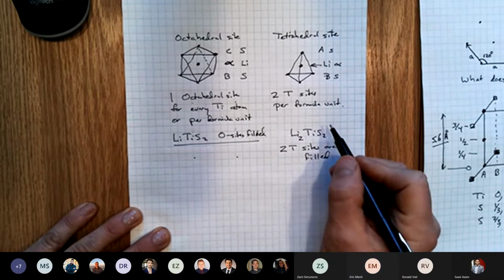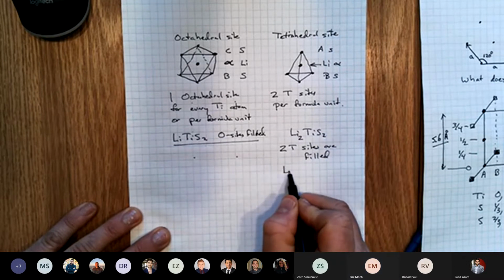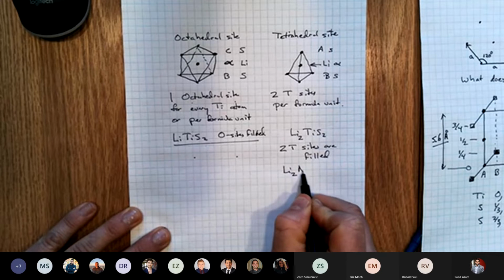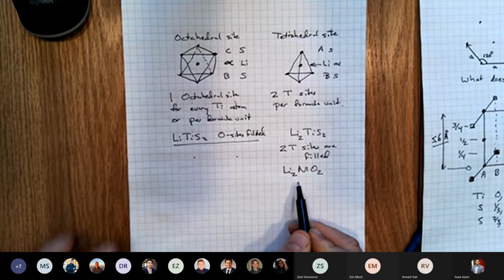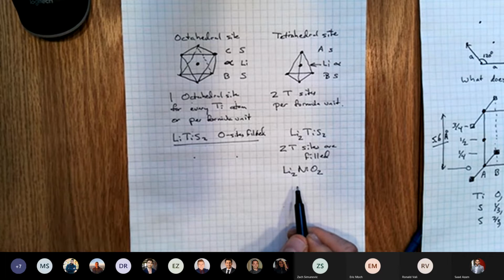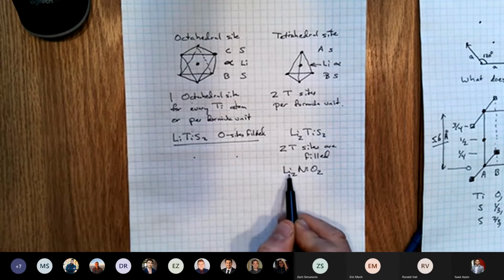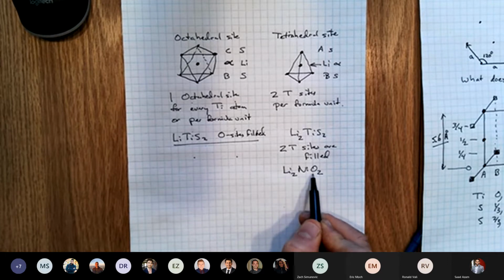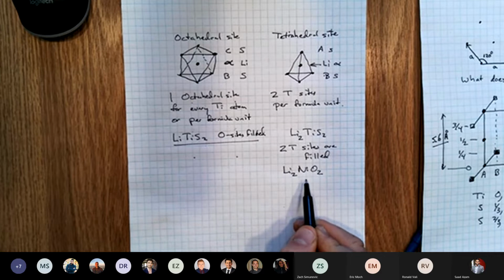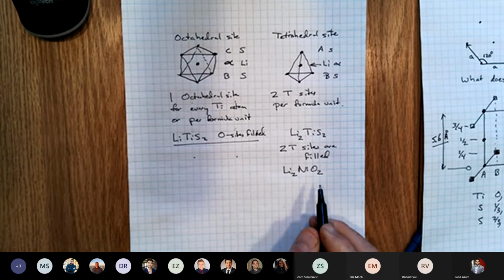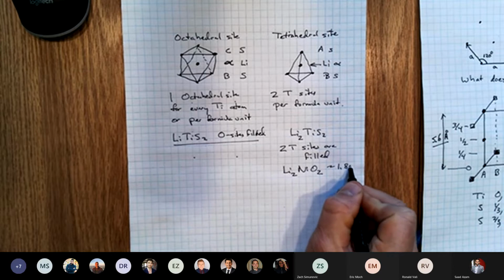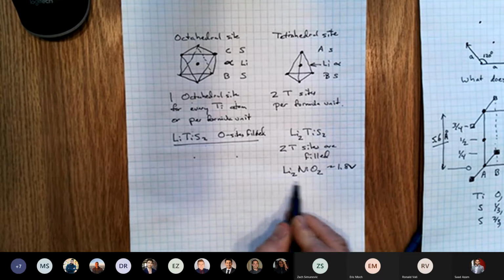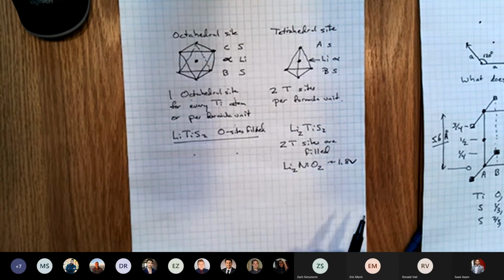This same structure is also found in lithium-2 nickel dioxide. People that work on lithium nickel oxide and related materials may not even know that it can accommodate 2 lithiums per formula unit, but it can, at low voltage, around 1.8 volts. It can form lithium-2 nickel oxide.